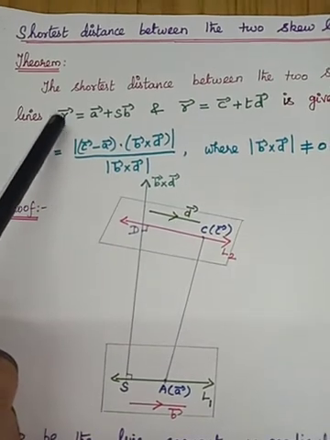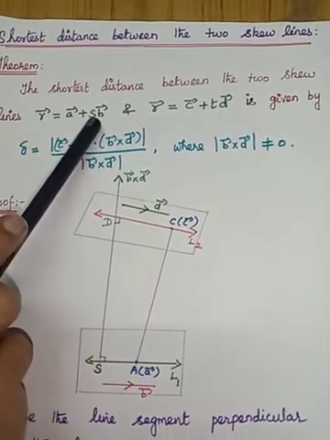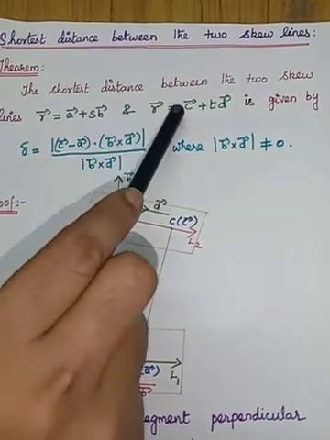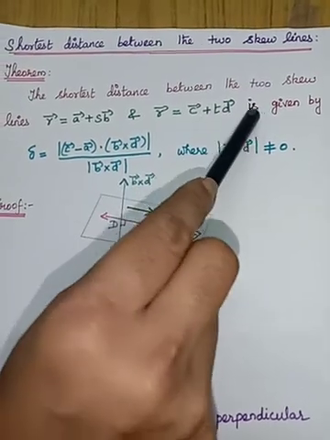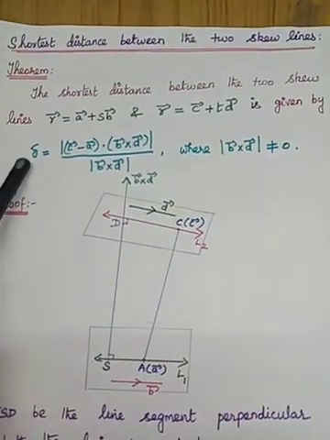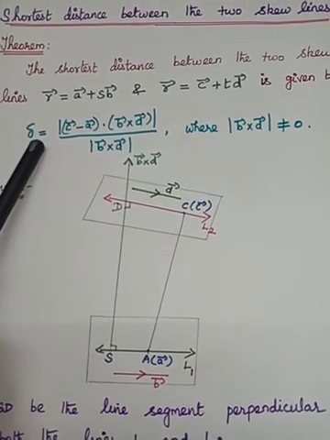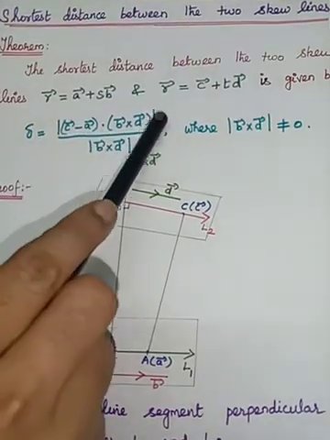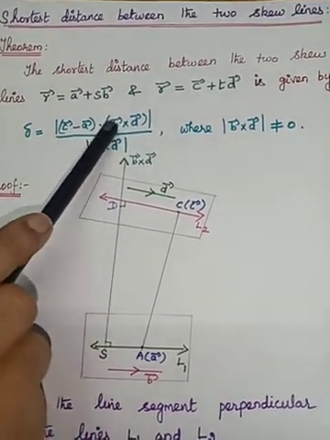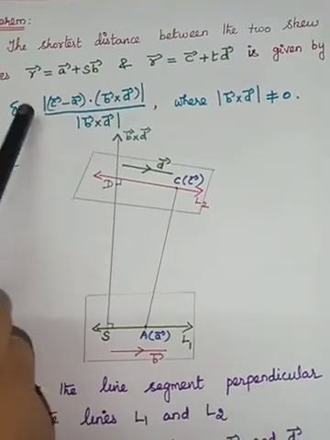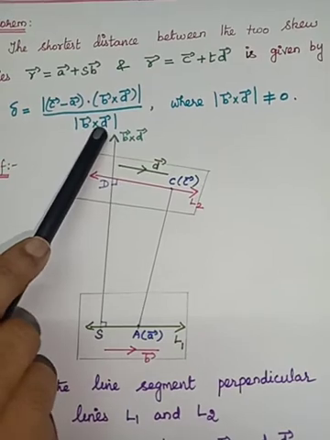See the equations: r vector is equal to a vector plus s b vector, and r vector is equal to c vector plus t d vector. The shortest distance is denoted as delta, or you can use d also, and is equal to the modulus of (c vector minus a vector) dot (b vector cross d vector), divided by the modulus of b vector cross d vector.